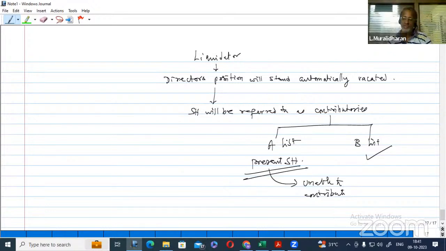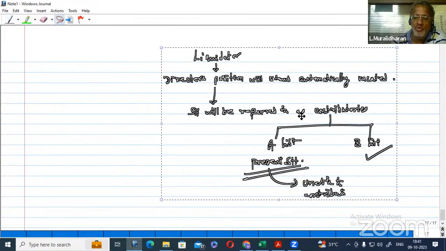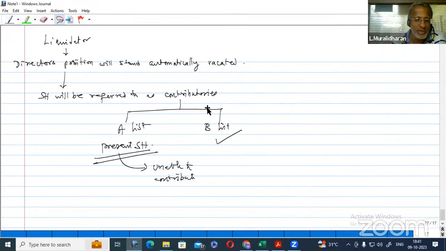People might ask this question: what do you mean by A list? Why are you chasing A list and B list? See, when the company is under liquidation, you can't bring out a big fight with your shareholders, because shareholders are old and new. I'm just giving you one sort of example, then you can visualize. It may not be 100% true, but you can understand the background.